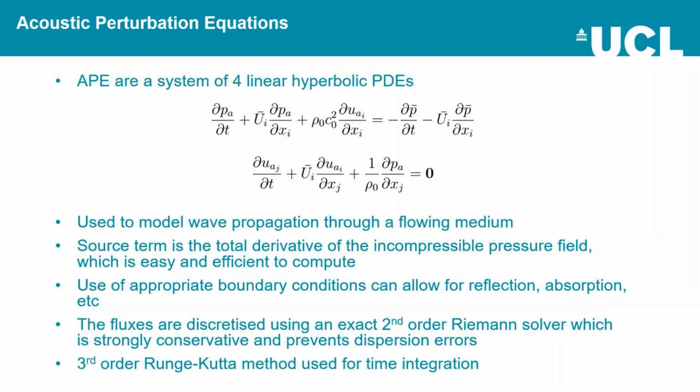Now, the fluxes, so the discretization approach I use is based on a second order Riemann solver, so it's just linear reconstruction of the faces. And one of the main benefits of this is it's strongly conservative, which is important because we're dealing with hyperbolic equations. It prevents dispersion errors, so it keeps track of all of the wave speed information. And I've implemented this using a semi-discrete formulation with a third order Runge-Kutta method for the time integration.